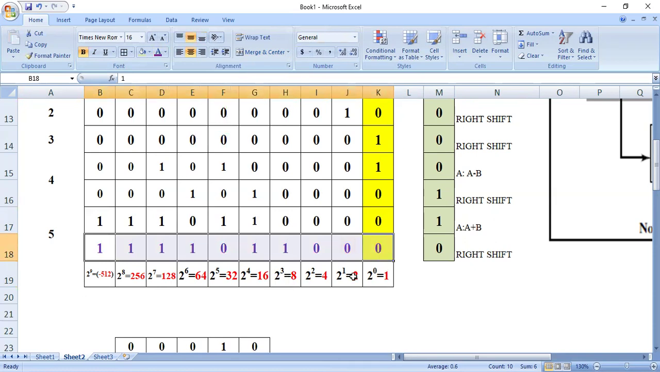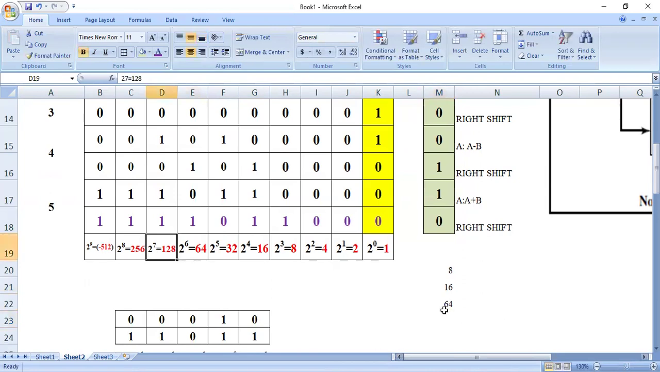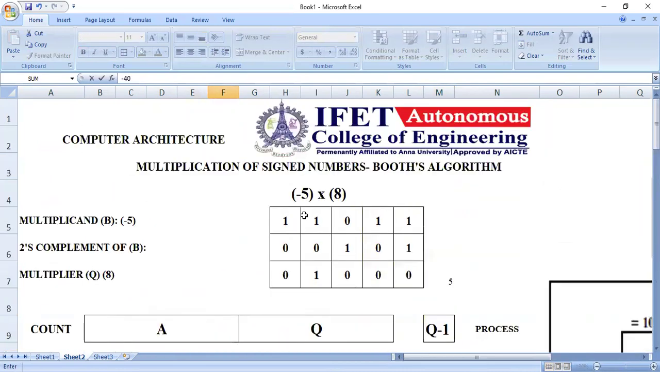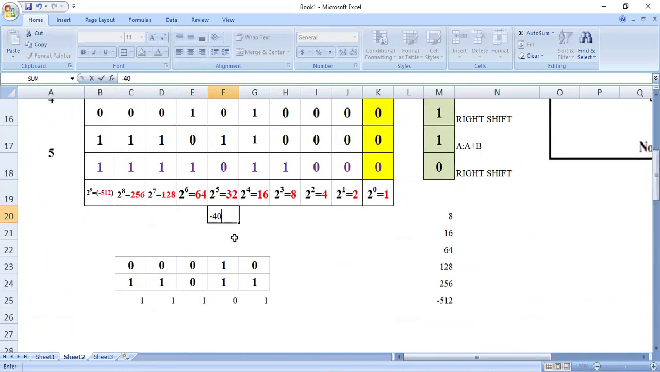2 power 0 is always 1. This is 8, we have taken 16 here, there is no 32, and we have taken 64, 128, and 256 also, with the minus sign at the top. On performing the addition and subtraction process, we get the answer as minus 40. Performing 5 into minus 8, we get minus 40. So the result is minus 40.